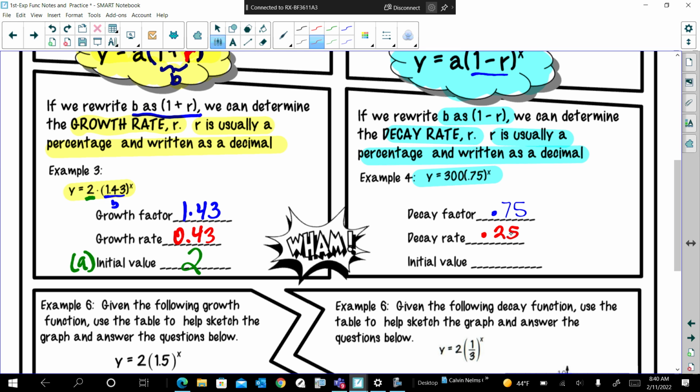And then also, what's our initial value going to be? Yeah, 300.